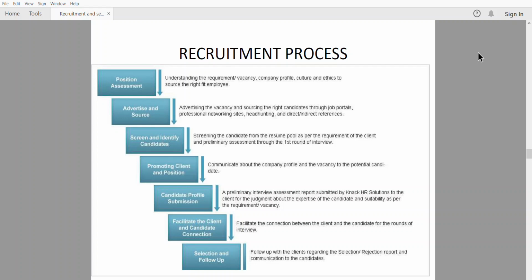candidates. Candidate profile submission: a preliminary interview assessment report is submitted by the HR solutions to the client for judgment about the expertise of the candidate and suitability as per the requirement. Facilitate the client and candidate connection: facilitate the connection between the client and the candidate for the rounds of interview, selection and follow-up. Follow up with the clients regarding the selection and rejection report and communicate to the candidates.